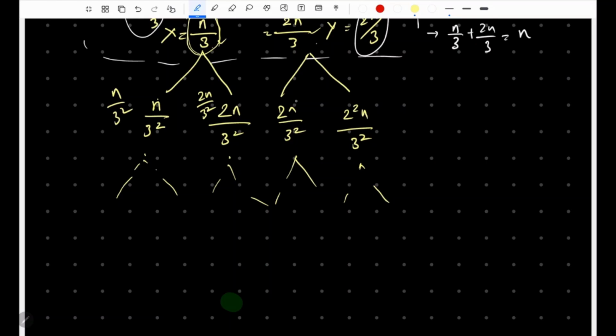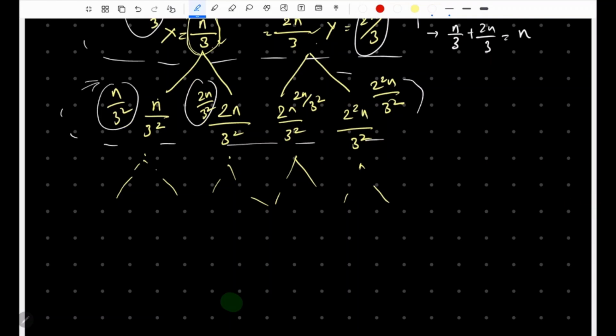What will be the cost of this? It will be 2n by 3 square. And what will be the cost of this? 2 square n by 3 square. So the total cost at this level will be the sum of this and this. So what will we get? n by 3 square plus 2n by 3 square plus 2n by 3 square plus 2 square n by 3 square, which comes as n.